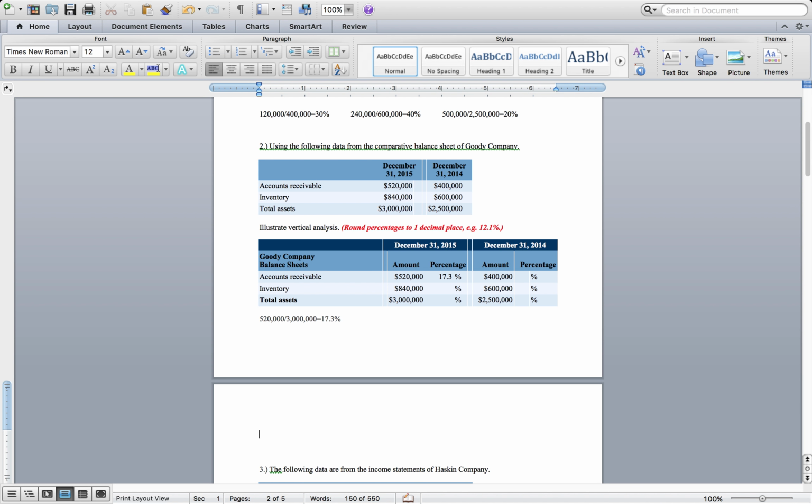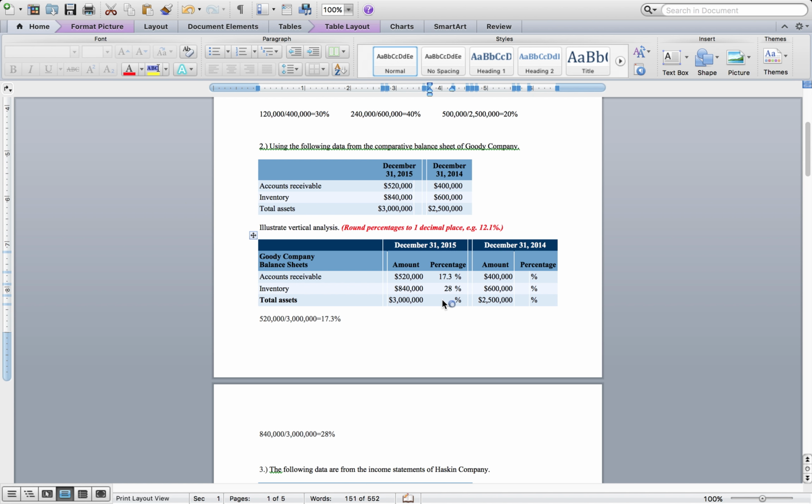Continue on now. For inventory, you want to do the same thing. Take the 840,000 and divide by the 3 million. That'll be 28% on the dot. Now the other one, for total assets, well, we could divide it, but that's just going to be 100% because 3 million divided by 3 million is 100%.